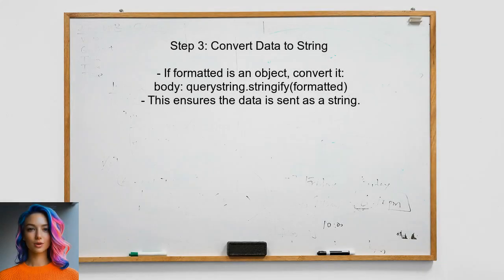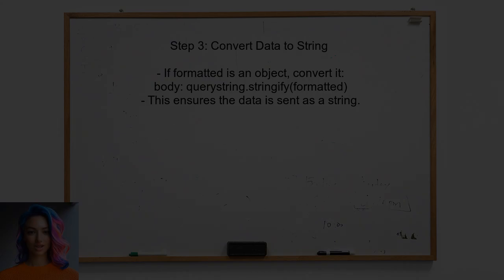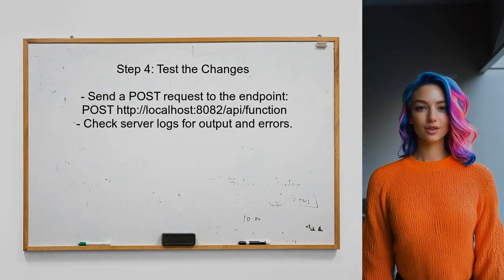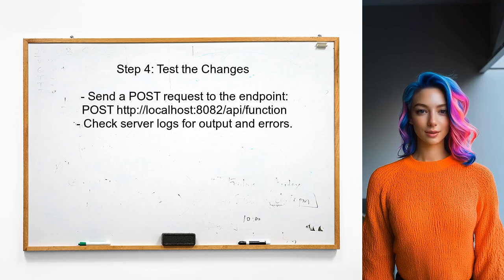The user should also consider how the data is being sent in the second post request. The body of the request should be a string. If the formatted variable is an object, it needs to be converted to a string format. Finally, the user can test the changes by sending a request to the endpoint and checking the server logs for any errors. This will help confirm if the issue has been resolved.